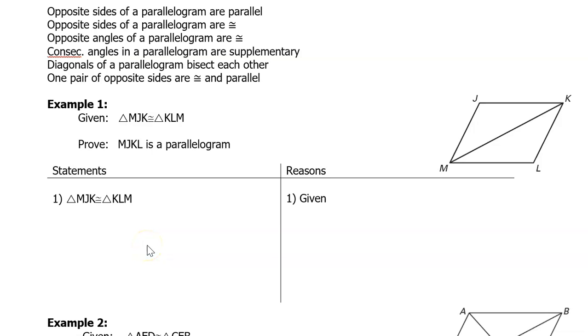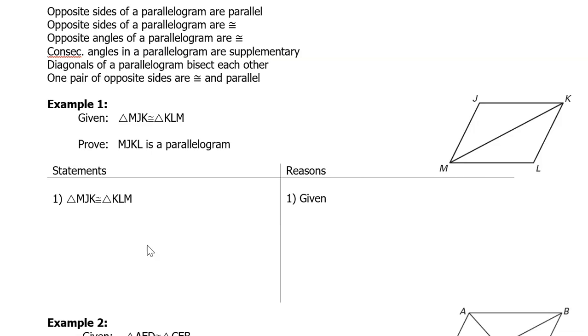Okay, so now we're going to do some proofs with these properties. So for the first proof, it says that triangle MJK is congruent to KLM. So we're already given congruent triangles, and we're trying to prove that this is a parallelogram.